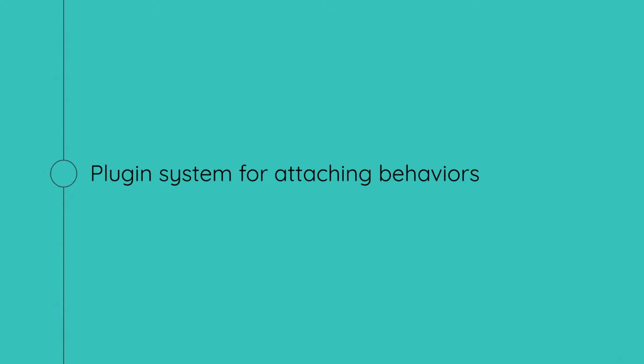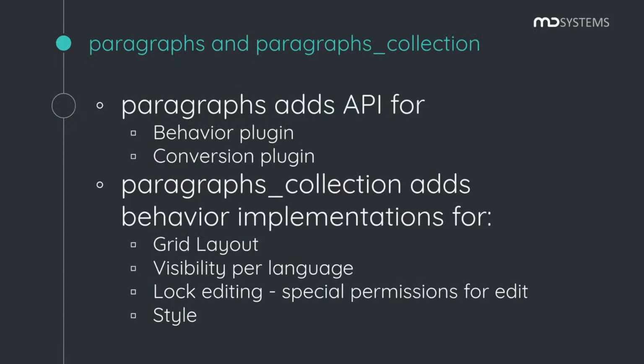Now we will check one of the nicest improvements in the new paragraphs. That's that paragraphs have this plugin system for attaching behaviors to your paragraph instances on your pages. So quickly, how it works: paragraphs adds an API for behavior plugin and conversion plugin. The conversion is that stuff when you want to convert some paragraph from one type to another.